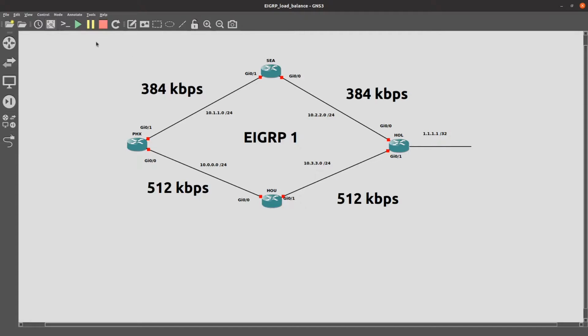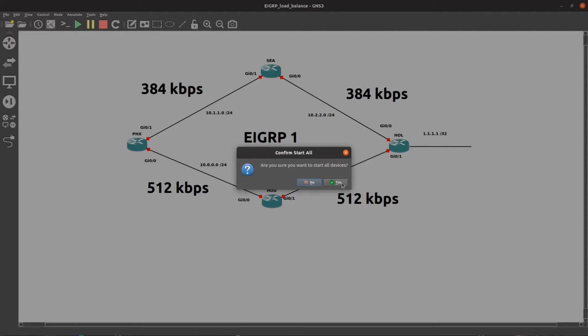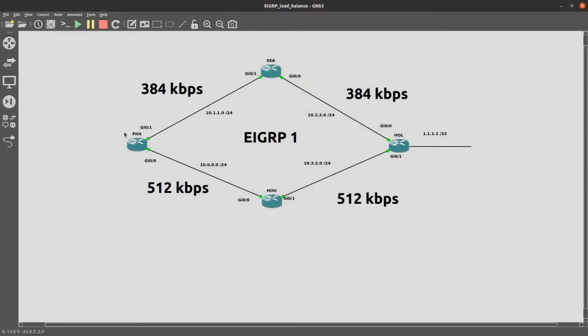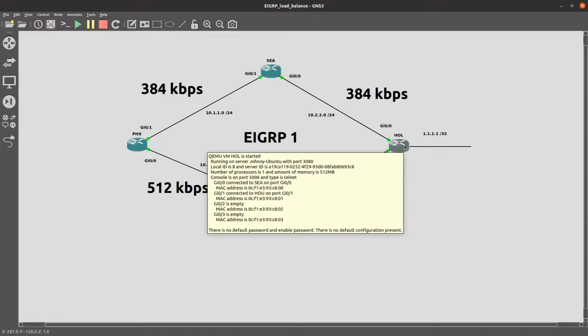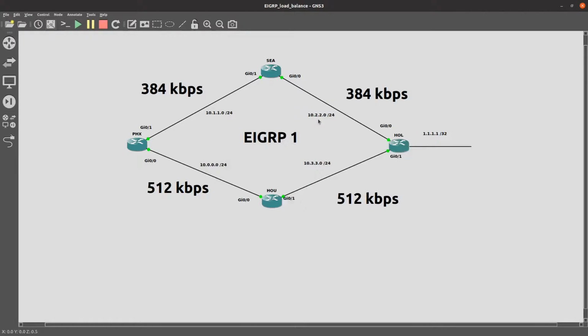So let's do it. I'm going to start these routers. Now I'm going to start from the right to the left. So the Phoenix router is the one I want to show you guys how to do unequal load balancing. So we'll configure it last. We're going to use named EIGRP, and let's start on our Honolulu router over here.